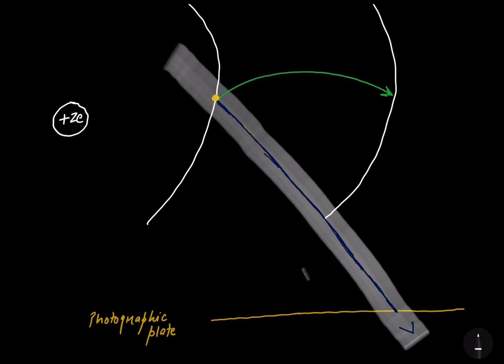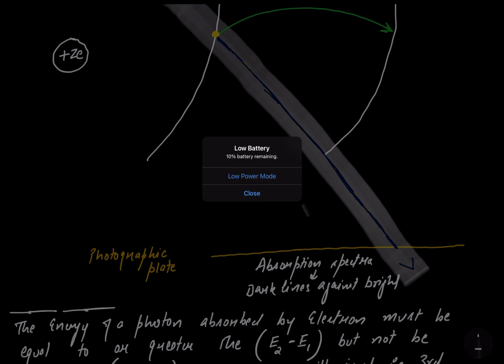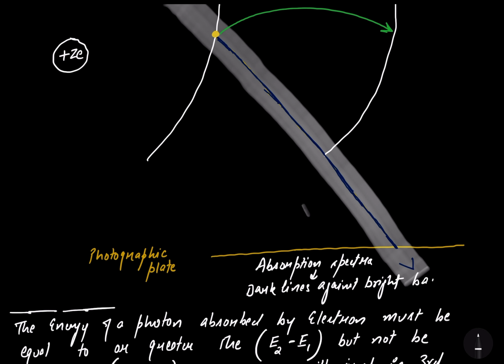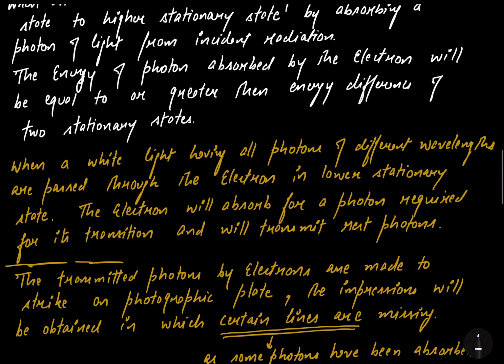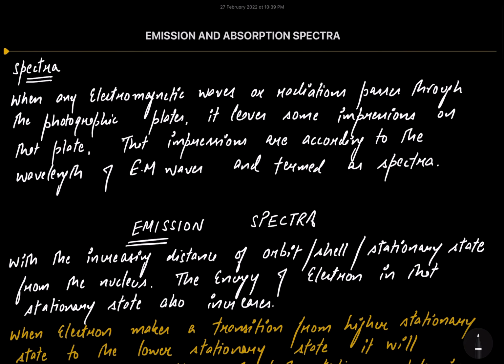So those dark lines are termed as absorption spectra. So absorption spectra will be dark lines against a bright background. So that was the absorption spectra, and that was the emission spectra, and initially I have explained to you about the hydrogen spectra.